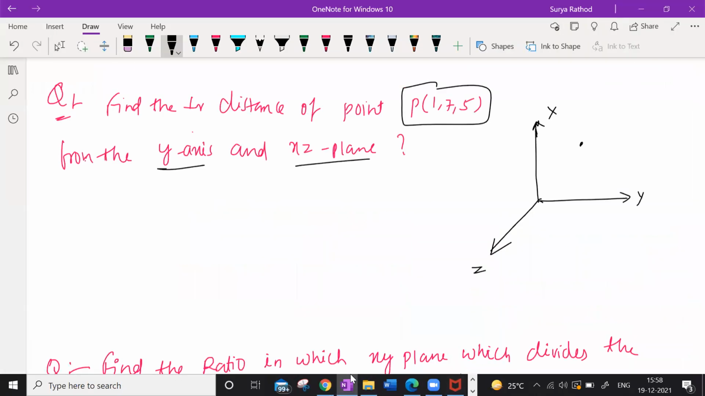Look at this. Find the perpendicular distance of a point. I have a point P somewhere here, which is given as (1, 7, 3). You can find the perpendicular distance of point P from the y-axis. From the y-axis, you have a point like this. Let's say this is the perpendicular distance.